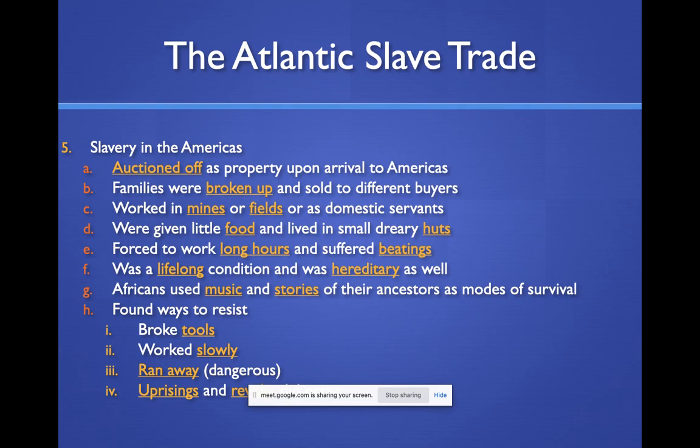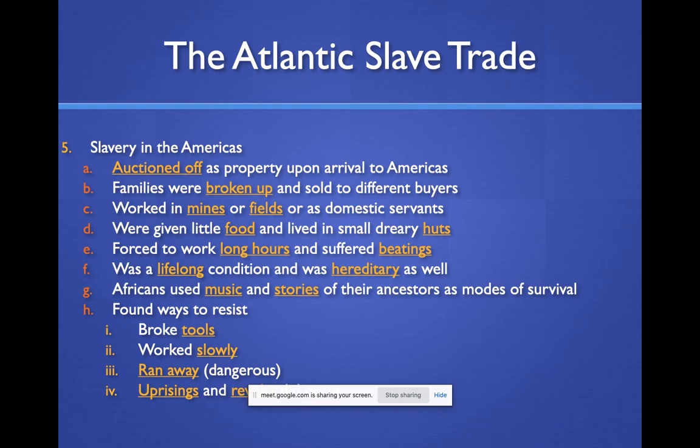They were given very little food, and they lived in small huts. The slave owners did not take good care of the slaves by feeding them well or giving them medical care. They were forced to work long hours and suffered beatings, especially being whipped. And it was a lifelong condition. If you had a child as a slave, then your child was a slave as well.